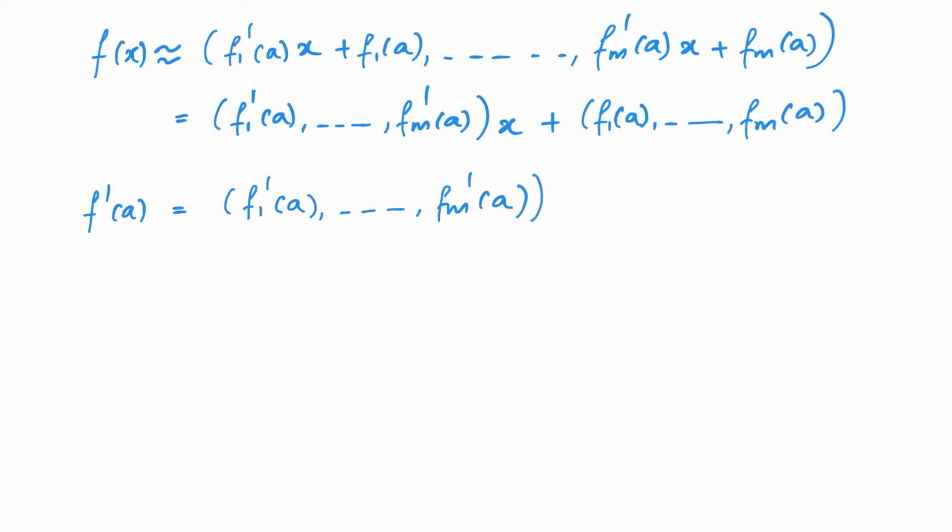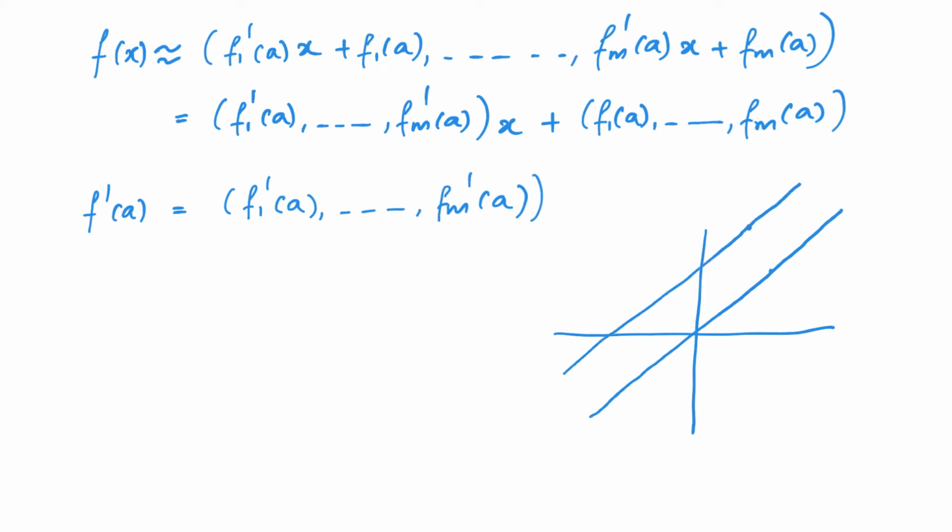Now let us try to see geometrically what is happening here. The line f1 dash of a, comma etc. up to fm dash of a times x is a line that passes through the origin. And when we add a vector f1 of a, comma f2 of a, etc. up to fm of a, we are translating this line such that it passes through the point f1 of a, etc. up to fm of a. So we are ensuring that the linear approximation indeed passes through the point that is of interest to us.